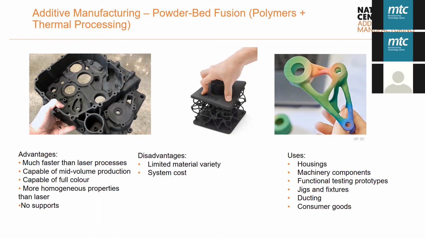Some disadvantages are potentially limited material variety using this process compared to other polymer processes, and some of these systems could be quite expensive, so there is that initial capital cost barrier potentially. The uses are housings, machinery components, functional testing prototypes, jigs, fixtures, ducting, and potentially other consumer goods, especially if you can manufacture a number of them in a cost-effective manner.